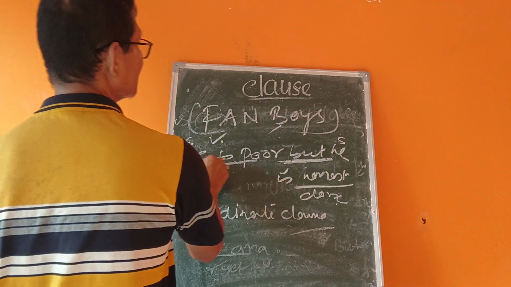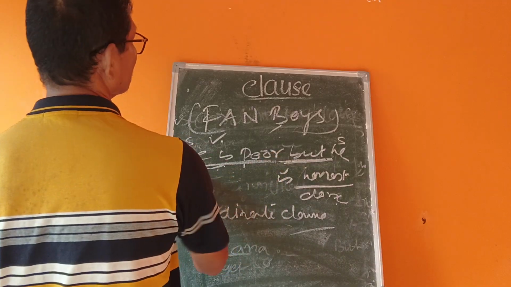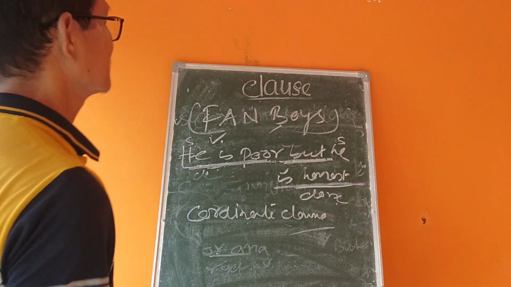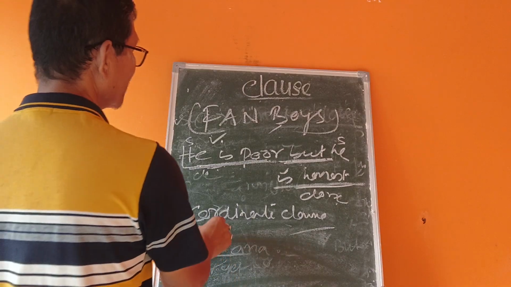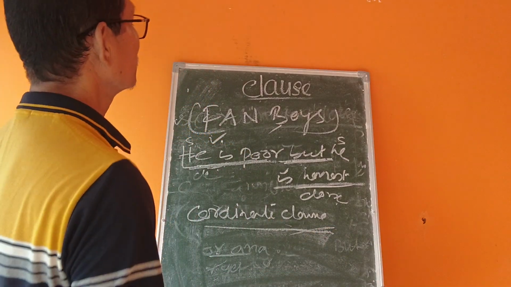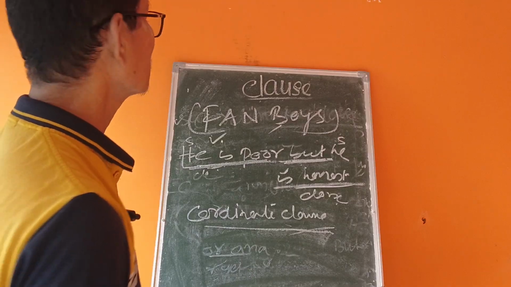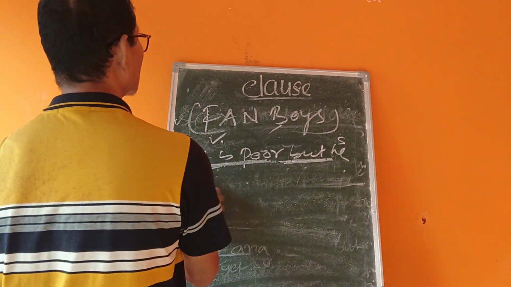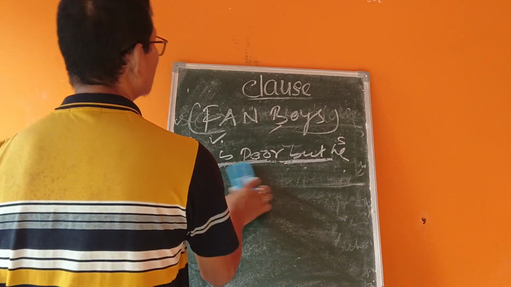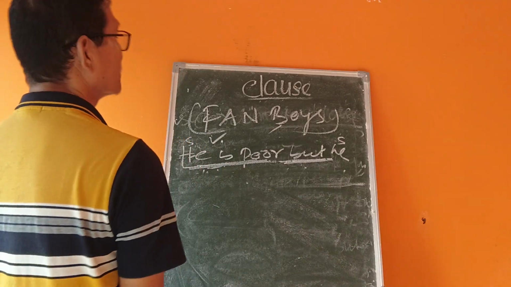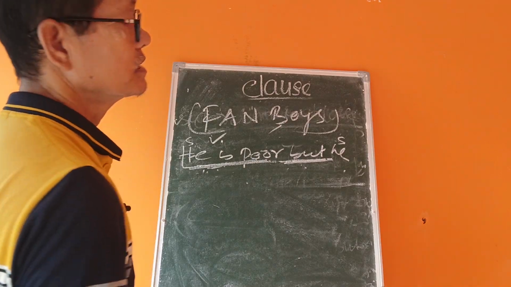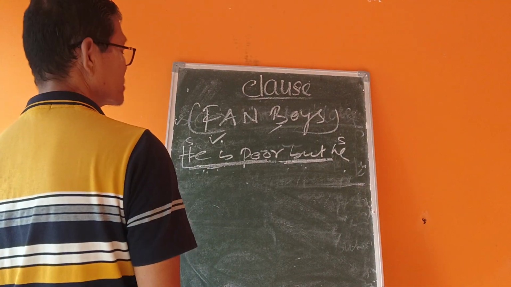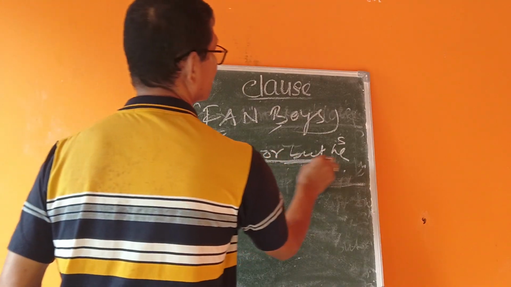It is not subordinate because it is independent, no? He is poor. It is an independent sentence, but he is honest is also an independent sentence. That's why it is called an independent clause. If two independent clauses are joined by a conjunction, it is called a coordinate clause. In short, if the clause is introduced by the conjunction FANBOY, it is considered as a coordinate clause, isn't it? That's why it is a coordinate clause.